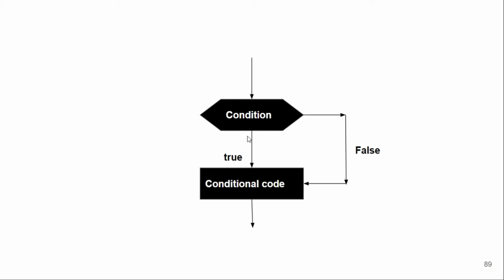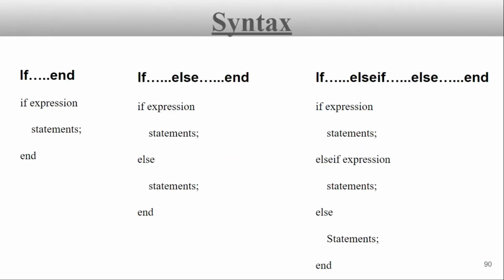So here we have the flowchart of our if statement. If the condition is true, then it executes the conditional code. If the condition is false, then it goes to another option which is else or else if, and then it executes the conditional code of them.